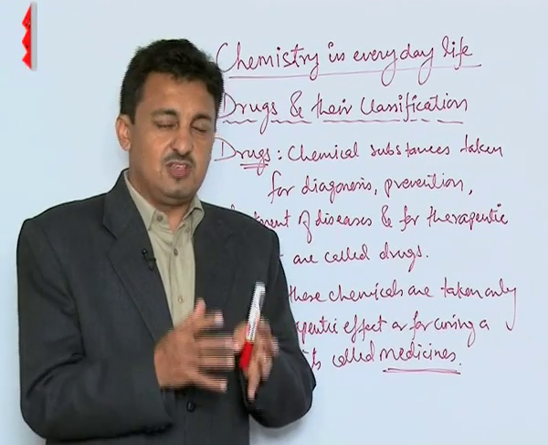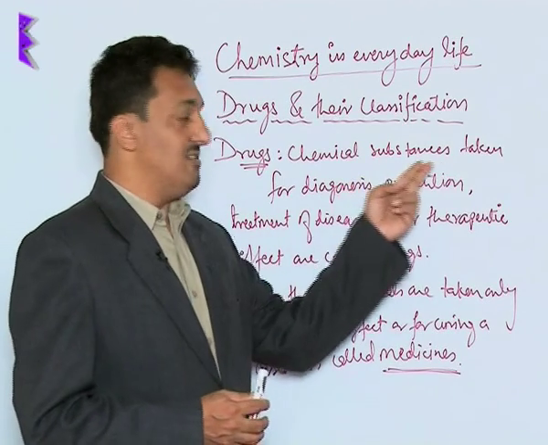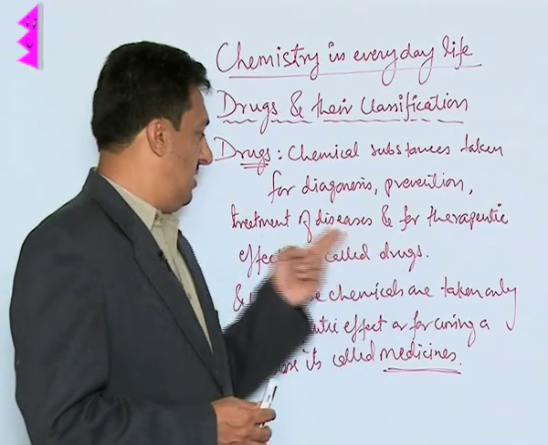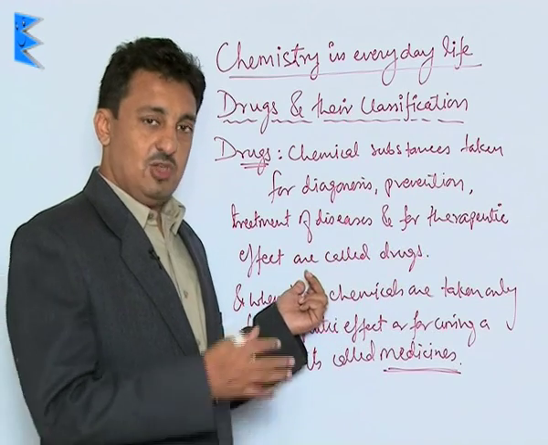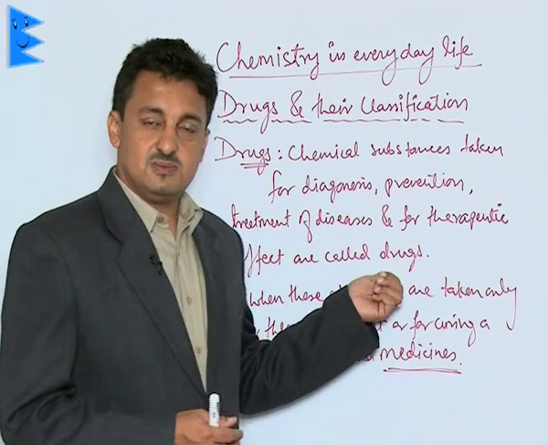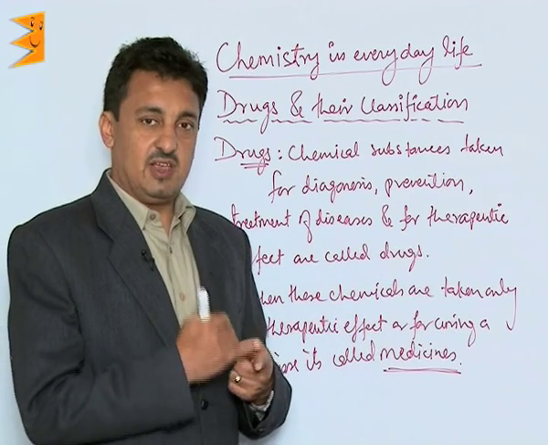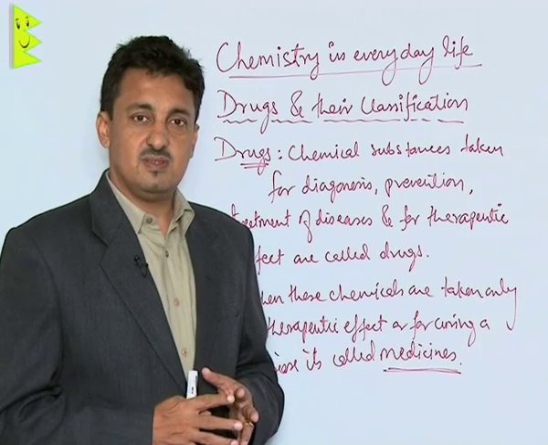But before this, you need to understand what exactly drugs are. Any chemical substance taken for diagnosis, for prevention, for treatment of disease, and for the therapeutic effect, how to cure it, is called a drug. The chemicals which are taken for prevention, diagnosis, treatment, therapeutic effect are called drugs.